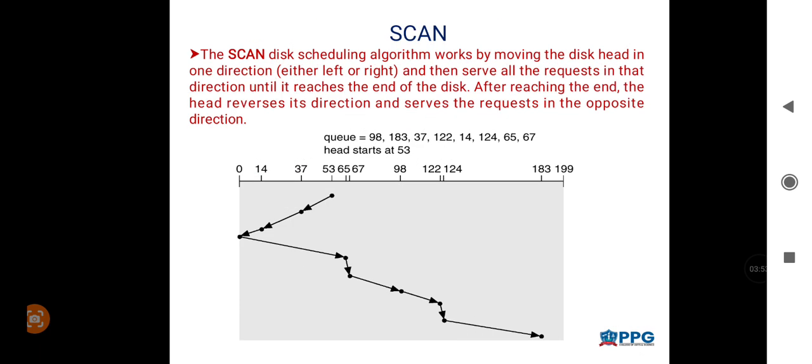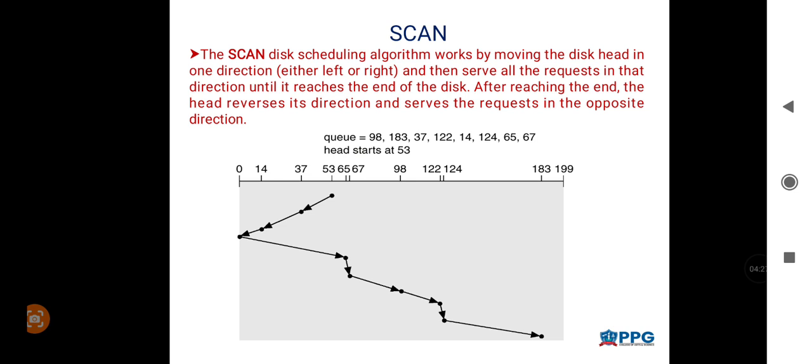Next algorithm, SCAN algorithm. The SCAN scheduling works by moving the disk head in one direction, either left or right. It serves all the requests in that direction until it reaches the end of the disk. After reaching the end, the head reverses its direction and serves the requests in the opposite direction. This is also known as the elevator algorithm. It is most important for operating systems.